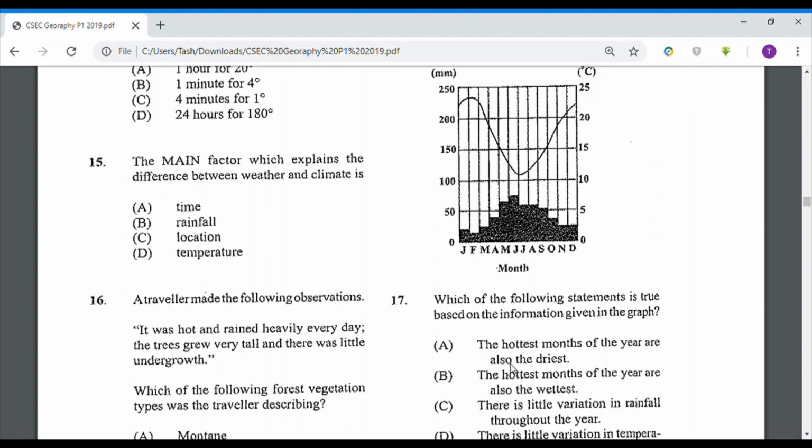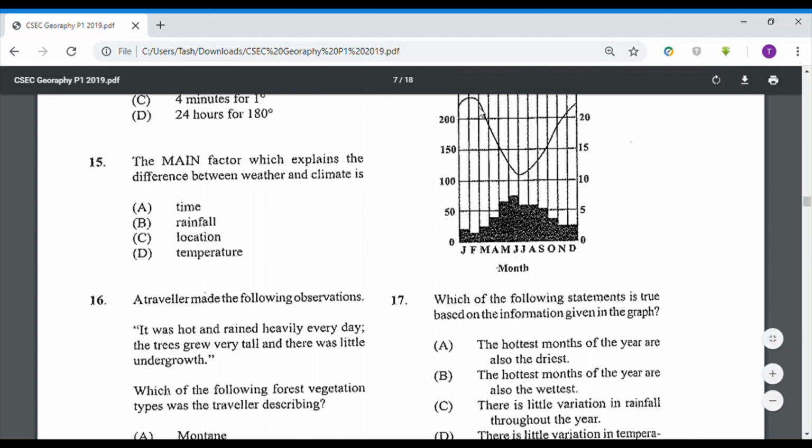So we're going to assess each statement. Which of the following statements is true based on the information given in the graph? So A, the hottest months of the year are also the driest. So let's explain the graph first.